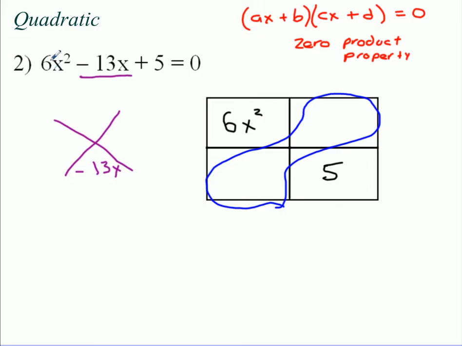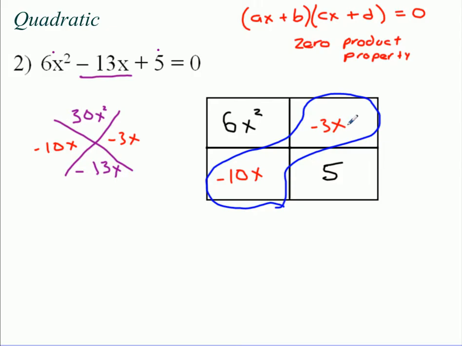And when I multiply them together, I get whatever 6x squared times 5 is, 30x squared. So those two values are going to be negative 10x and negative 3x. Because when I add those two terms together, I get negative 13x, and when I multiply them together, I get 30x squared. Negative 10x, negative 3x.